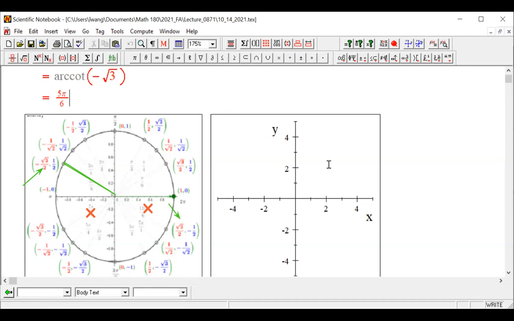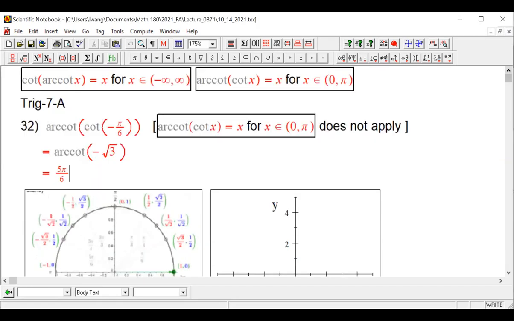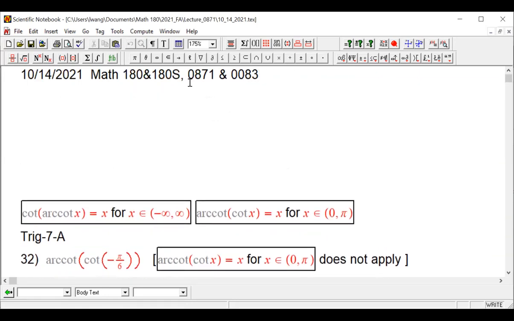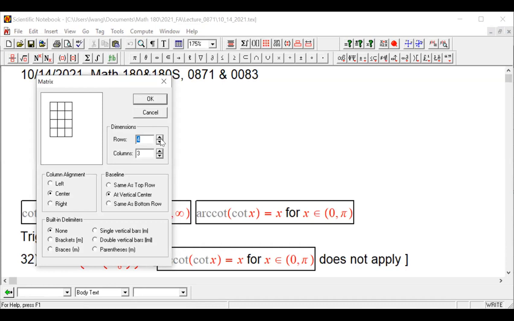You need to understand the no-fly zone when you deal with ArcSine, ArcCosine, ArcTangent, and ArcCotangent. I think you got it. You just have to practice some more. So let's review the no-fly zone for all these four arc functions. Shall we? Do you want that or you got it? No-fly zone.